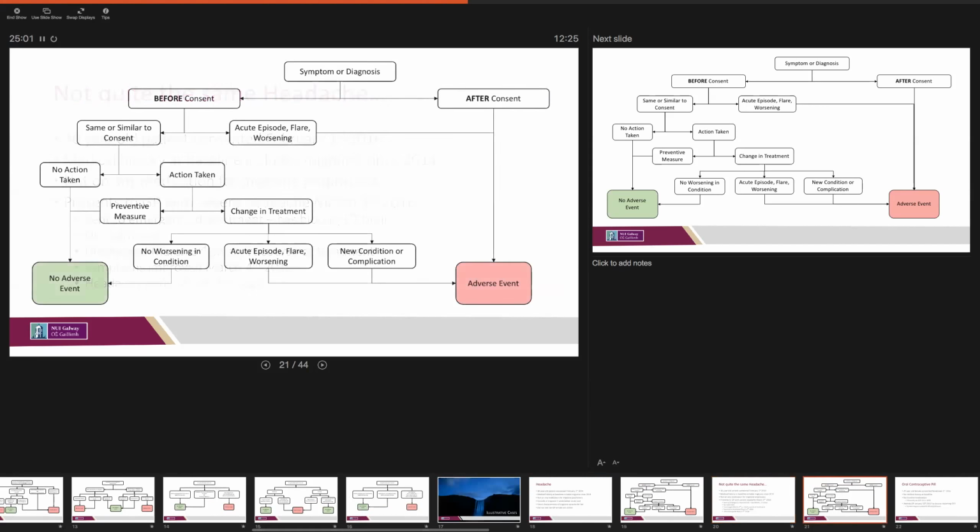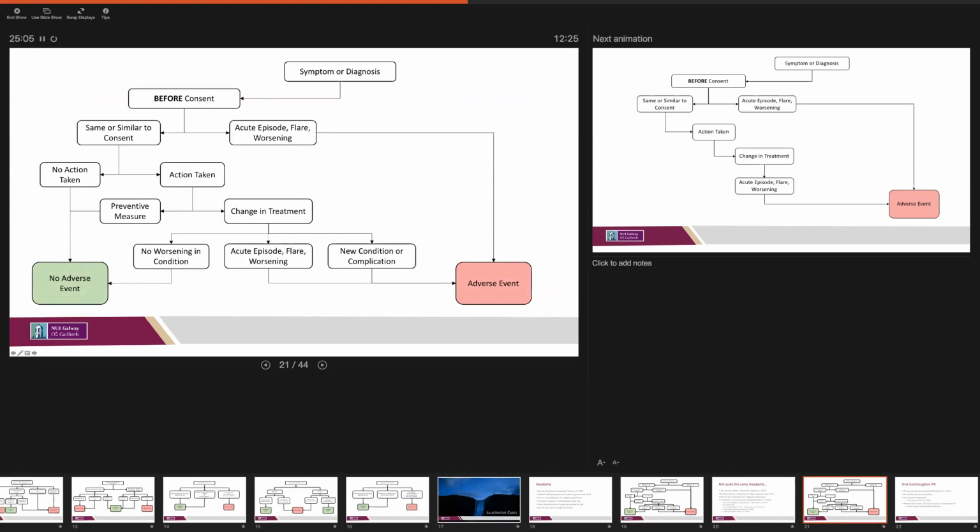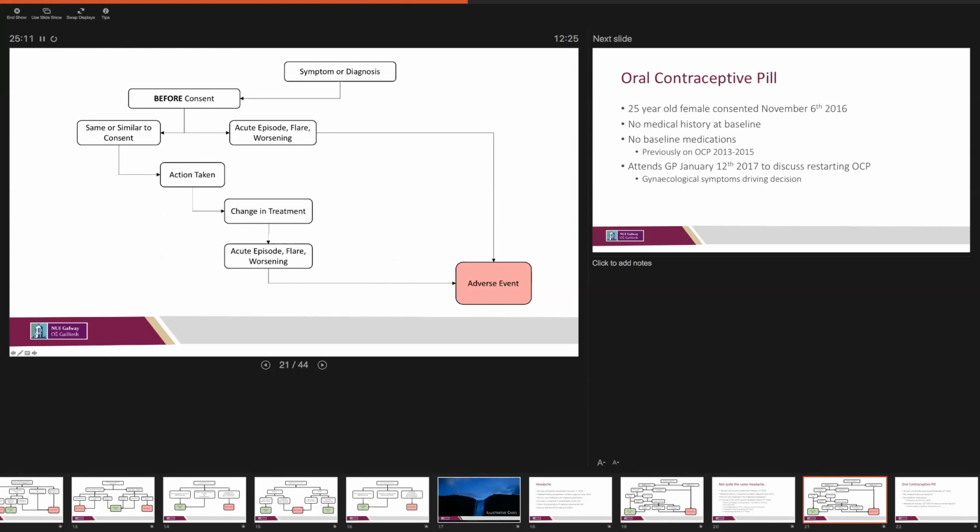So we go through the same algorithm. So symptom or diagnosis, again, we know this diagnosis didn't occur after consent, so it's before consent. The issue here is that she has had either, whether you argue that this is an acute episode or flare, that would make this an adverse event, or if you argue that she has an episode of migraine, but she acted differently, you can make either argument here. It doesn't matter which arm of the algorithm you wind up in, but she did something different. So there's a change in her treatment. She had more investigation. It led to this. Both of those things would mean that this person has had an episode that would be consistent with an adverse event.